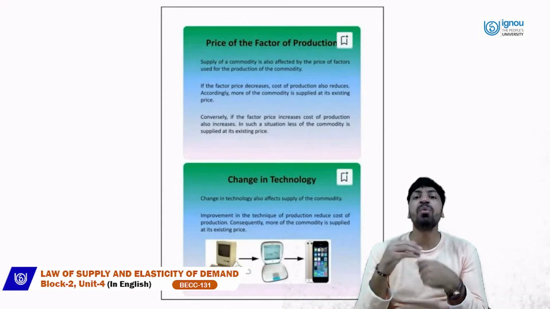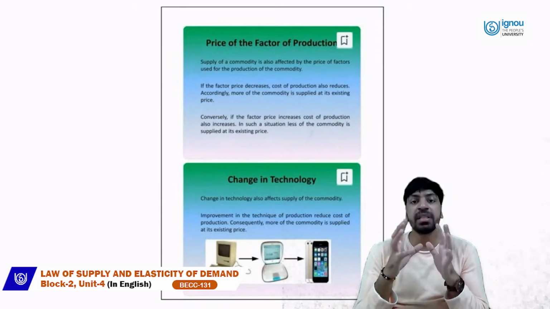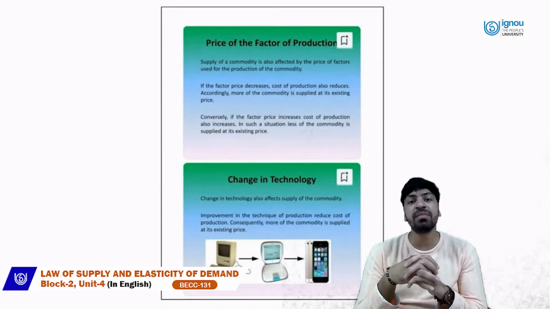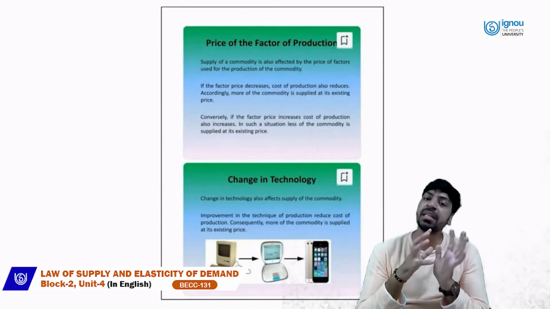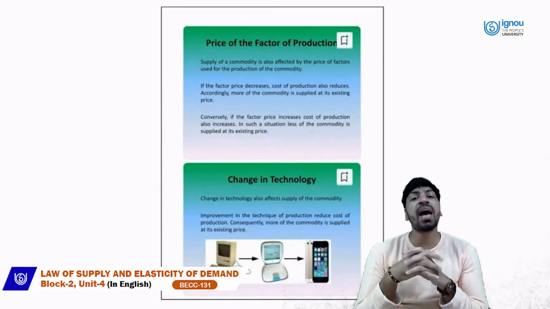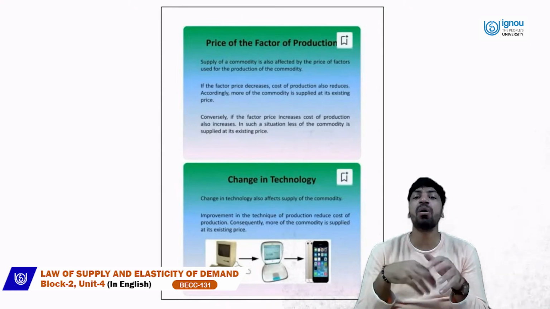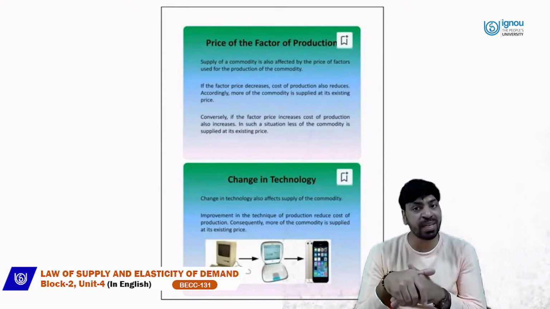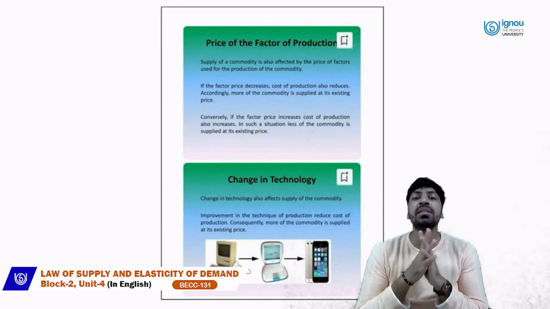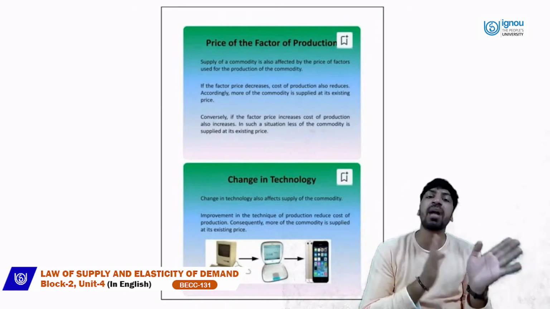As a result, more quantities supplied of a commodity will be there at its existing price, at the same price, I could say. So if the factor prices would get increased, the cost of production would also get increased. In such a situation, the quantity supplied of a commodity would become less at the same price.